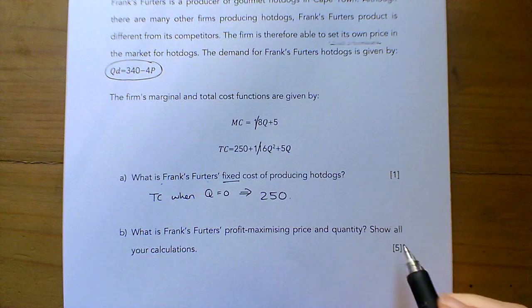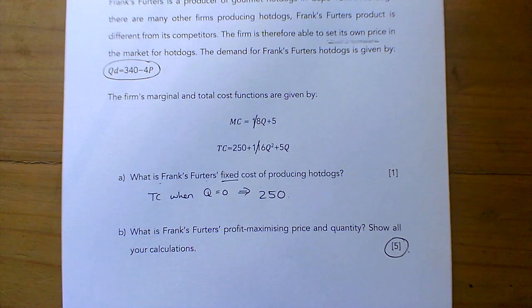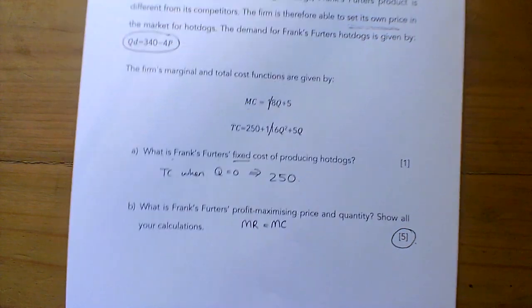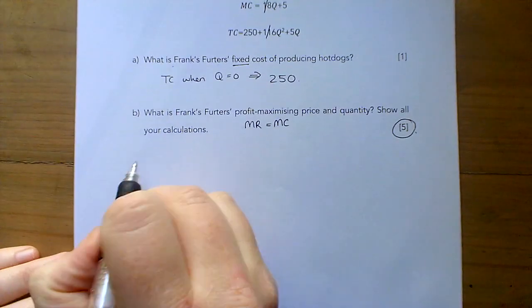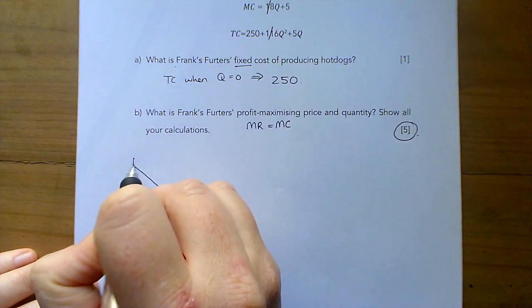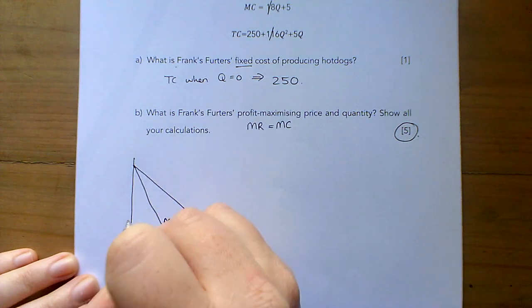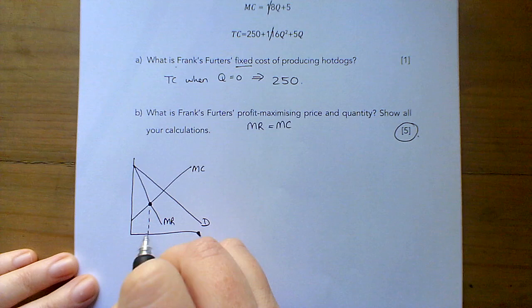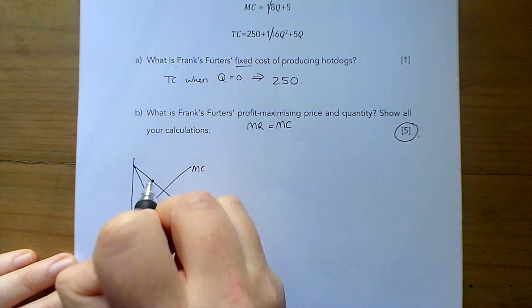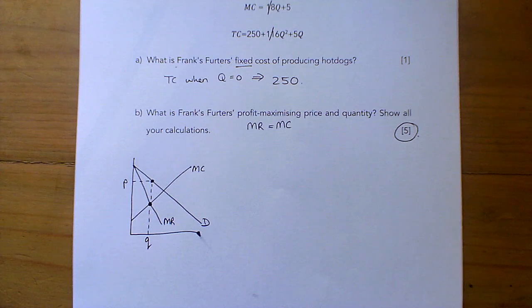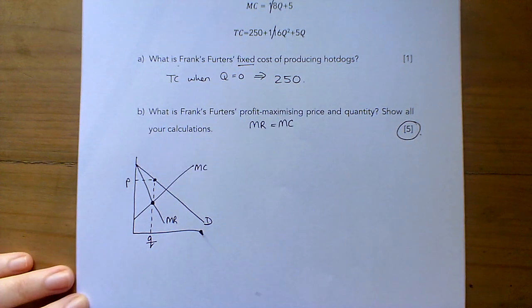The next question, which is out of 5 marks, asks, what is Frankfurter's profit maximizing price and quantity? Show all your calculations. Profit maximization is found where MR equals MC. I always like to draw a little graph to help guide the algebra. So this firm would face a downward sloping demand curve and therefore a downward sloping marginal revenue curve, upward sloping marginal cost. So profit maximization is going to be where MR equals MC. And then the price that they would choose to charge would lie on the demand curve. So they would choose to charge the maximum price their consumers are willing to pay for this quantity.